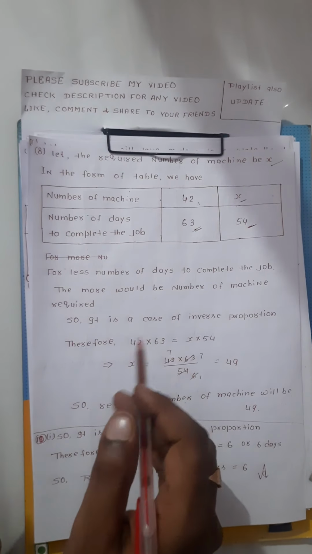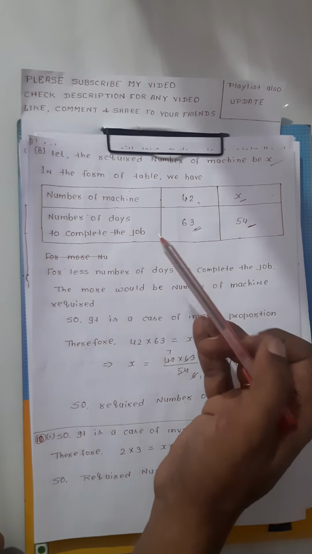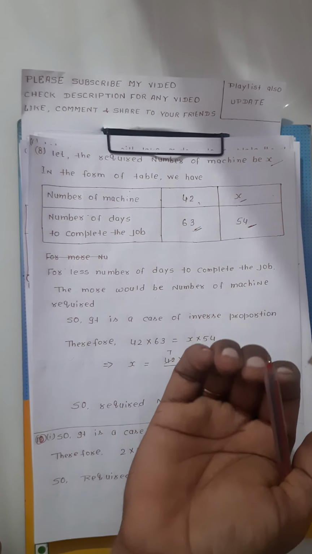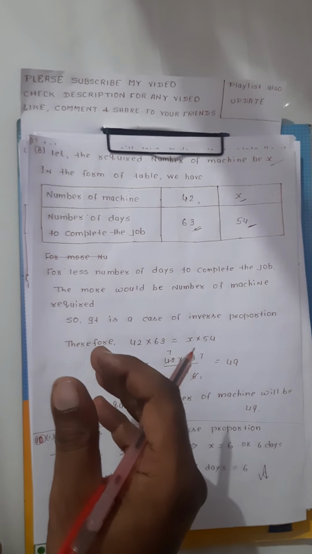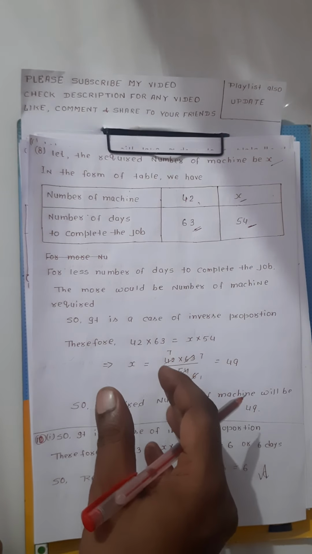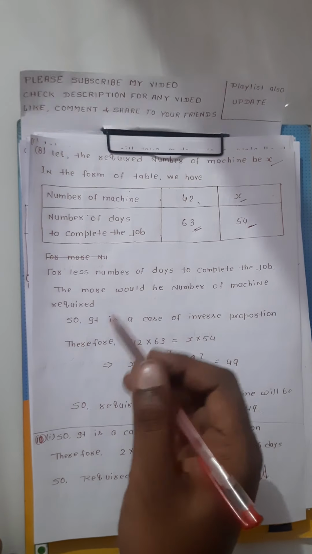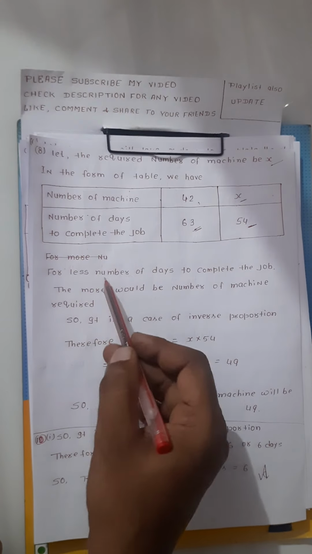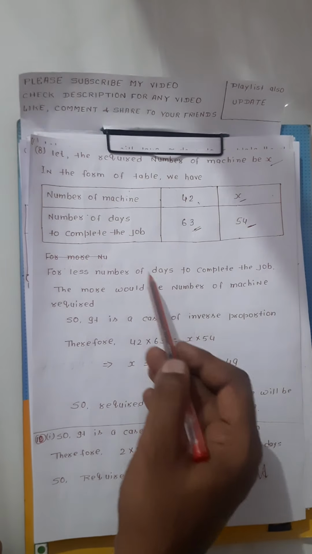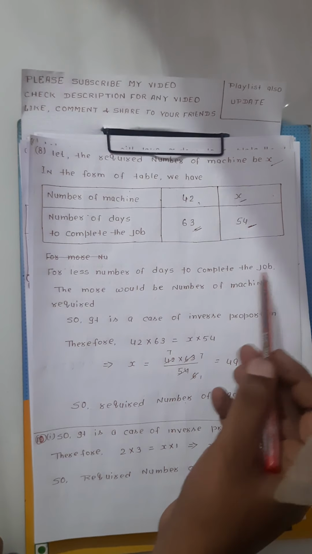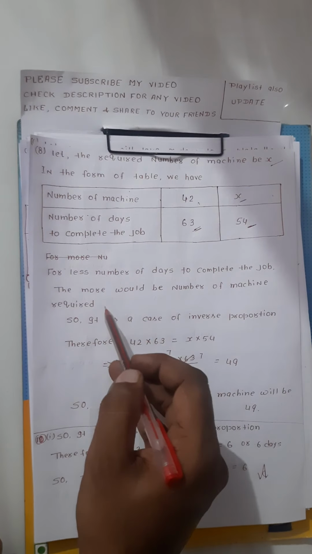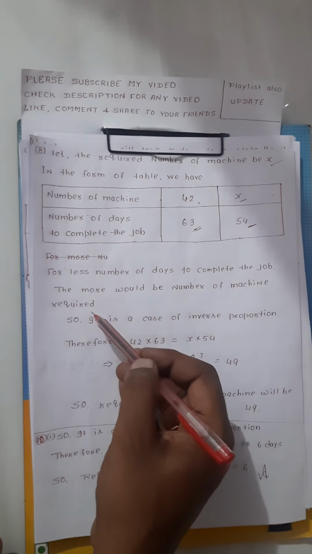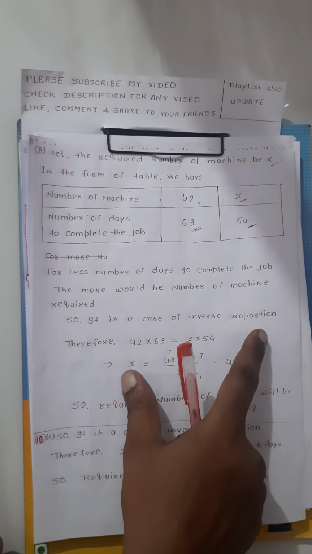So here it is clear that if machines increase, then the number of days will reduce, or if the number of days is reduced, then machines will have to increase. Definitely it is a case of inverse proportion. To complete any job in fewer days, we require more machines. So it is the case of inverse proportion.